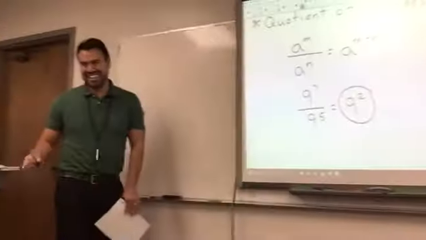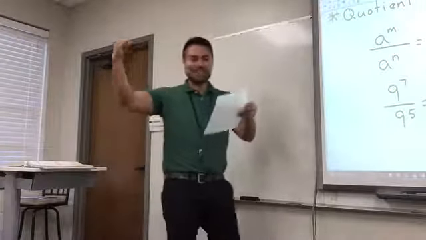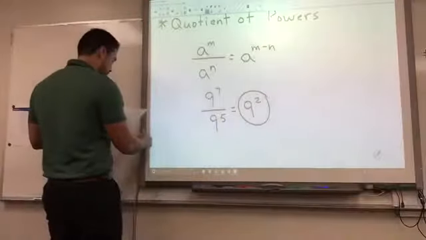7 minus 5 is 2. That's okay. Maybe he's thinking something else. You see that? Let's do a couple more and see if you really get this.